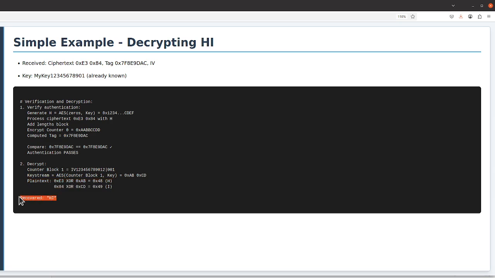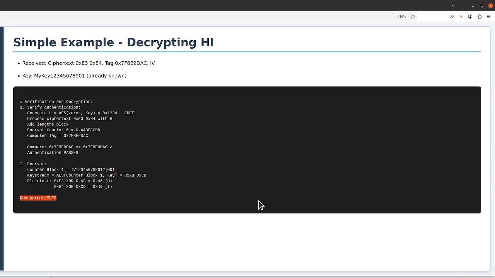They XOR ciphertext beginning with 0x ending with 84 with keystream beginning with 0x ending with CD to get plaintext beginning with 0x ending with 49, which is the letter I. The receiver has successfully recovered the original message HI.